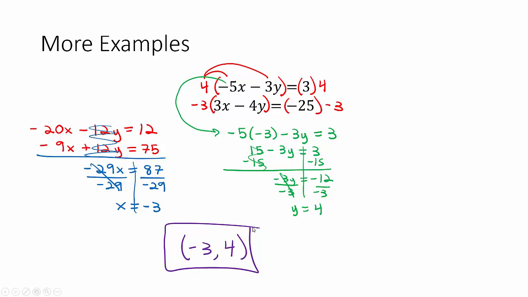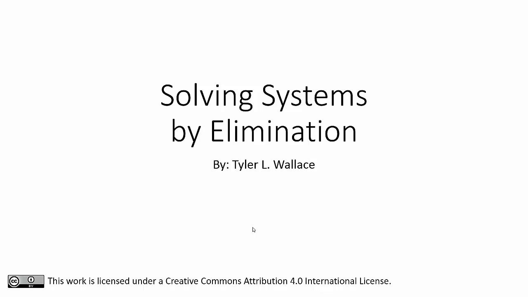That is the elimination method, also known as the addition method. We multiply to get opposites in front of one of the variables, either the x or the y. And once we have opposites, they will easily subtract out, giving us a quick answer to one of the variables. That's how we solve systems by elimination.